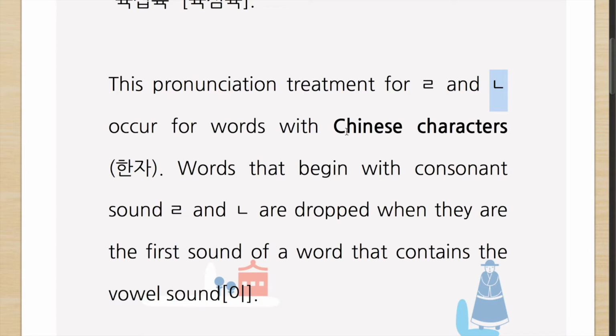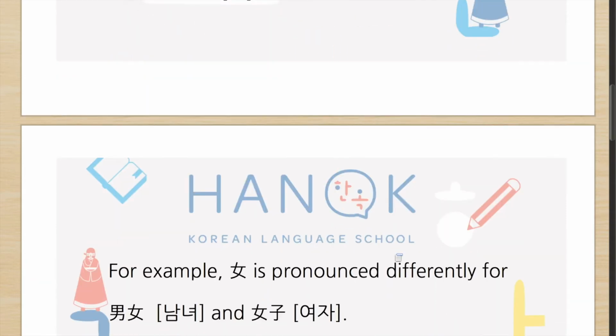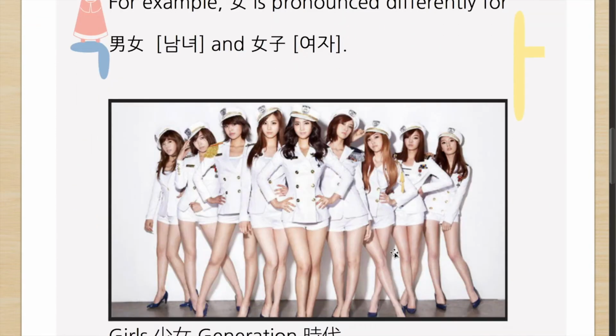And this only applies to Chinese words with Chinese characters. So words that begin with consonant lil and yin are dropped when the first sound of a word that contains the vowel sound. Okay, what does it actually mean? So I'll give you some example. It's easier for you to understand.